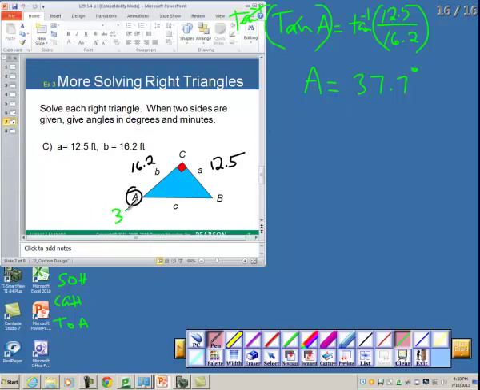Okay. Now, how do we find angle B? Well, all right, we'll go ahead and leave it in decimals for right now and then change it to degrees and minutes in a minute. Okay, angle B. How do we find that?